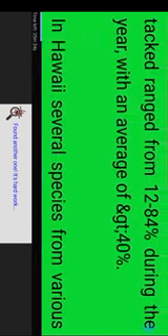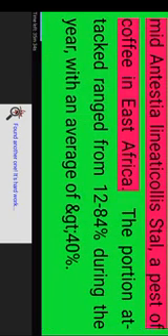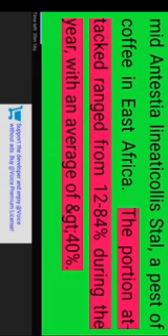Honeybees are rarely attacked, Beljavsky 1926. The highest and most consistent parasitization was recorded by Kirkpatrick 1937a, b, for Corioxenos antestiae Blair on the pentatomid Antestia lineaticollis Stal, a pest of coffee in East Africa. The portion attacked ranged from 12-84% during the year, with an average of 40%. In Hawaii several species from various parts of the world were imported for the biological control of the sugarcane leafhopper, Perkinsiella saccharicida Kirk, but none were established.